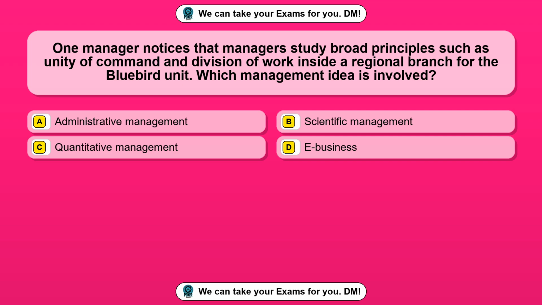Which management idea is involved? Option A, administrative management. Option B, scientific management. Option C, quantitative management. Option D, e-business. The correct answer is option A, administrative management.